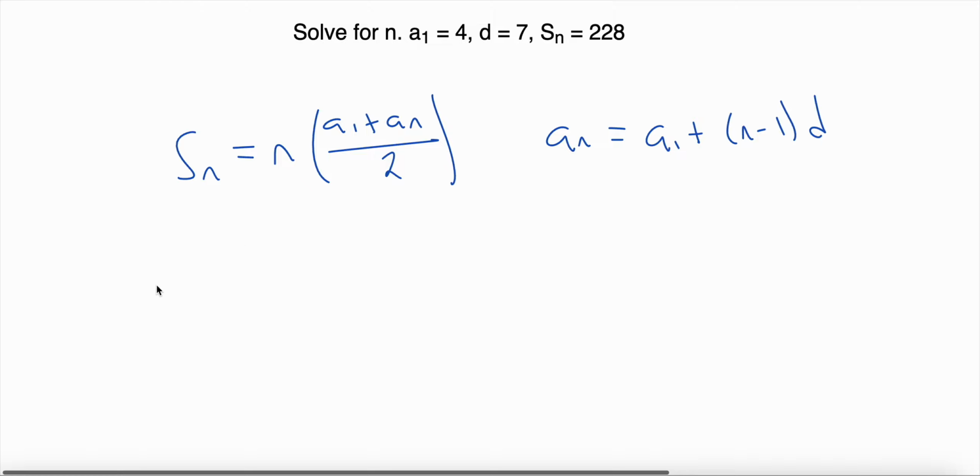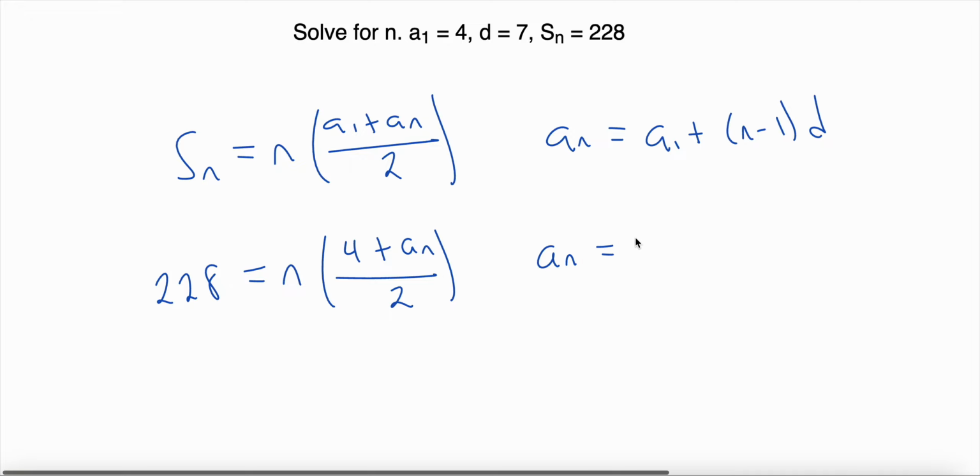And now that we have these two formulas written out, let's fill in what information we can. So Sn is going to be 228, the sum of the first n terms. That equals n, we don't know n, times the first term, 4, plus an over 2. All right, so that's that one. And then for the explicit formula here, let's do an equals 4 plus (n minus 1) times that common difference of 7. And let's rewrite this as an equals 4 plus 7n minus 7.